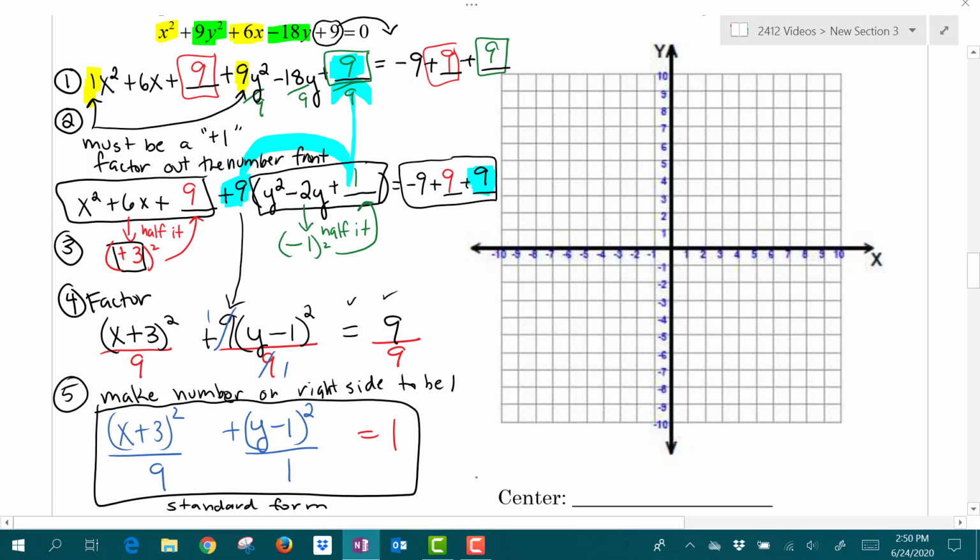Alright, now looking at that, I should be able to pick off all the information that I want and be able to graph the equation. So I should be able to tell you what the center is. It looks like the center is negative 3, comma, positive 1. We can go ahead and graph that if you want. Negative 3, positive 1, there's the center.